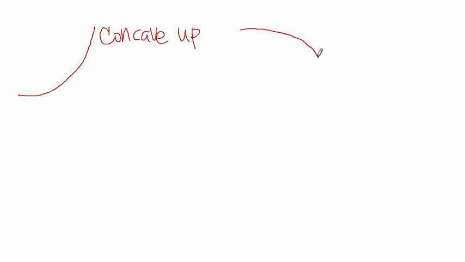I want to discuss concavity and inflection points in this video. Concavity pertains to the bending of a graph. If a function has a graph that's bending up, we say that the graph is concave up. If a graph is bending down, we say that the graph is concave down.